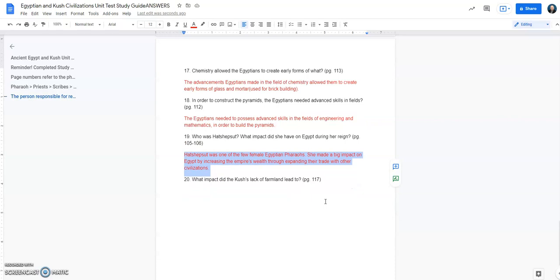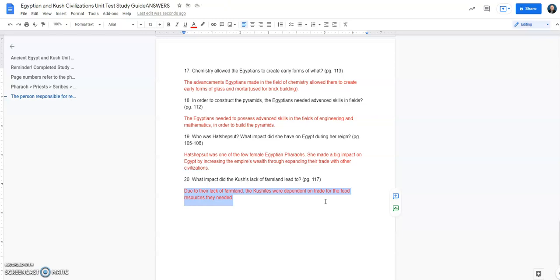Question 20, the last question. What impact did Kush's lack of farmland lead to? So Kush is located south of Egypt. And though Egypt has a lot of farmland, south of Egypt there's a desert. So Kush was more in the desert part. So they didn't have great farmland. So they had to go outside to get their food, right? So the Kushites were dependent on trade for food because they couldn't really grow their own.